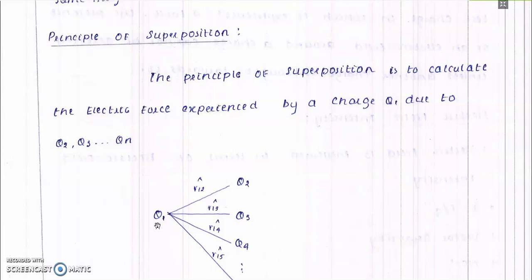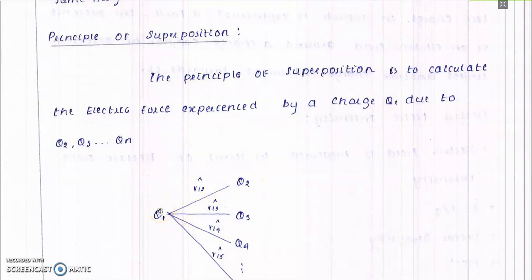For example, if I am assuming Q1 is a positive charge, Q2 may be positive, Q3 may be negative, Q4 may be positive, and Q5, Q2 up to Qn may be positive. Whatever may be the polarity, whatever may be the magnitude, the final force experienced by the charge is calculated with the help of distance.